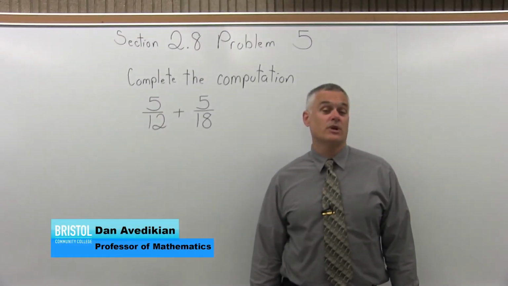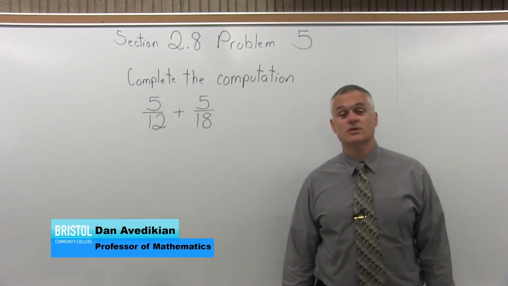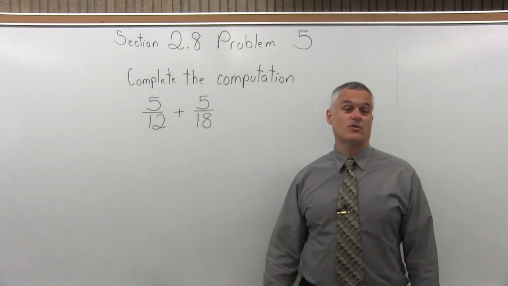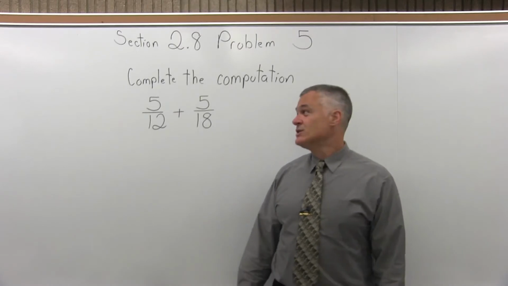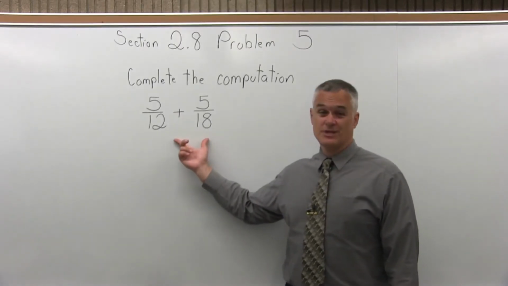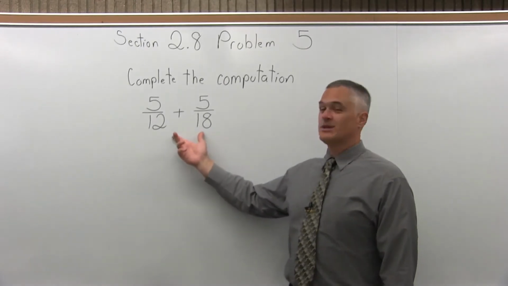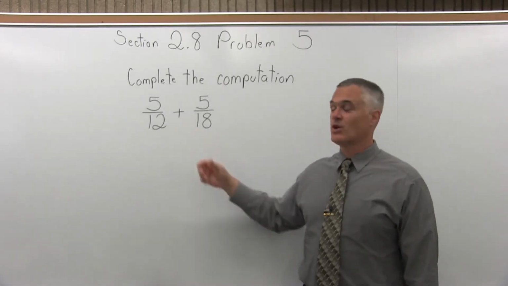This is Section 2.8, Problem number 5. It says complete the computation, and we have 5 over 12 plus 5 over 18. So, unfortunately, it's the denominators we need to match, not the numerators. Numerators match, that's coincidental. We have to do something to match the denominators to make a common denominator.